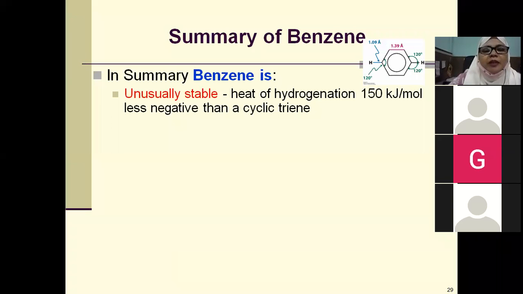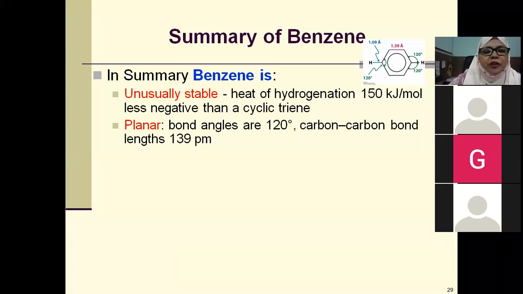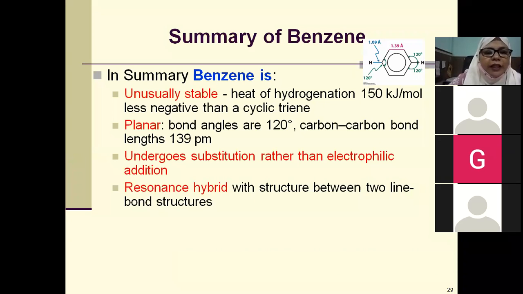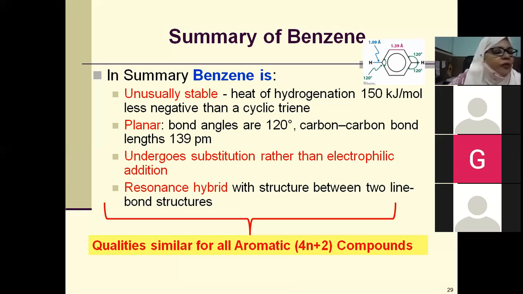So it shows unusual stability because of the heat of hydrogenation. It has a planar structure because all bond angles are 120. The carbon-carbon bond length is equal, 1.39 angstrom or 139 picometer. Then it undergoes substitution rather than electrophilic addition reaction because it is not an alkene. It is something different and therefore it shows substitution reaction. It also shows a resonance hybrid structure between the two line bonded structures. Okay, so this is all about your benzene.